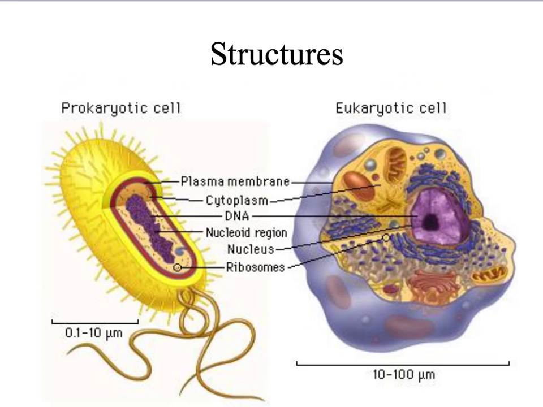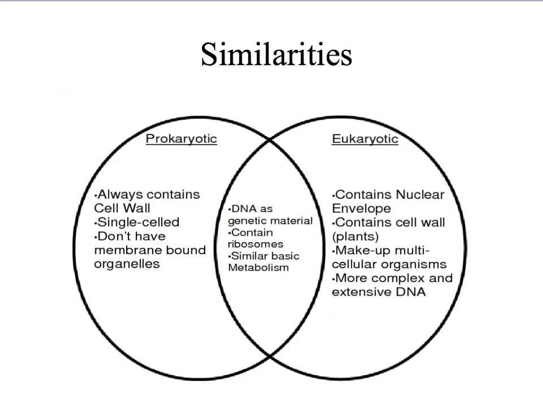So the biggest difference between prokaryotes and eukaryotes is the size of the cell. Prokaryotes are smaller, and there is the presence of the nucleus in eukaryotic cells. The similarities are that they do contain genetic material, ribosomes, and they are similar in their basic metabolism.